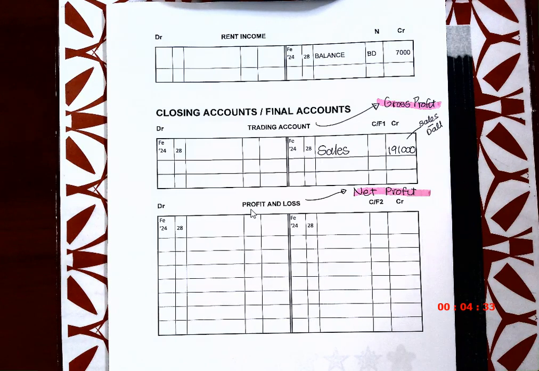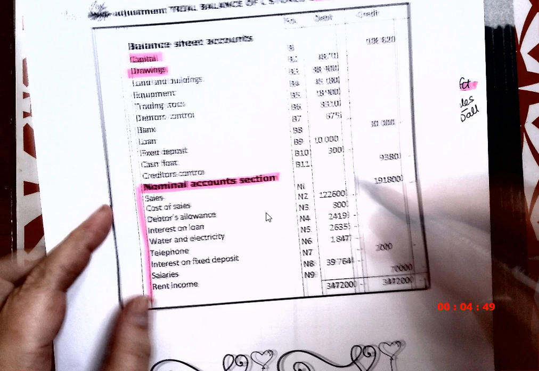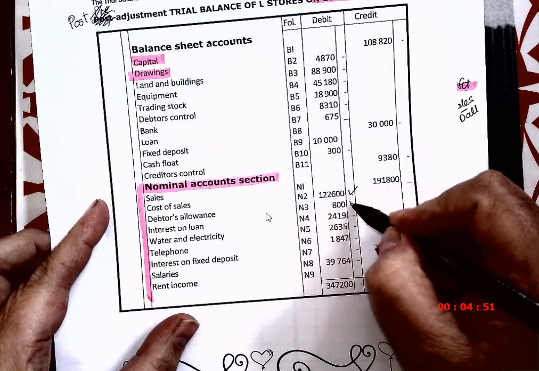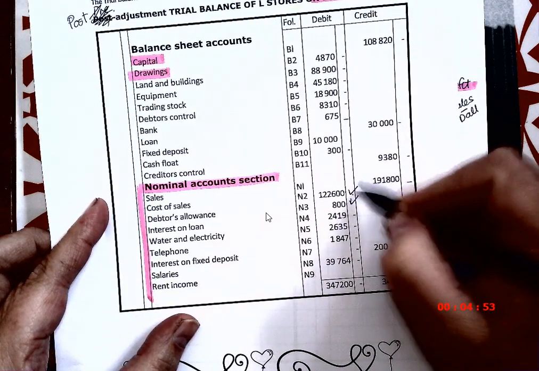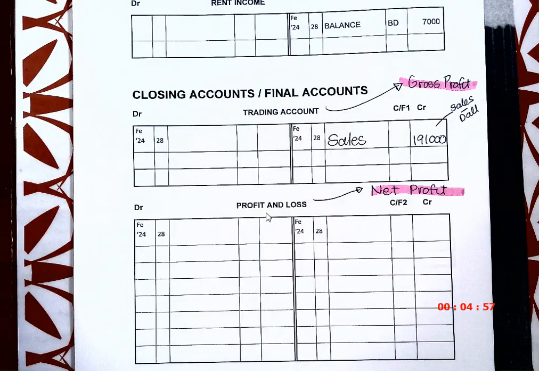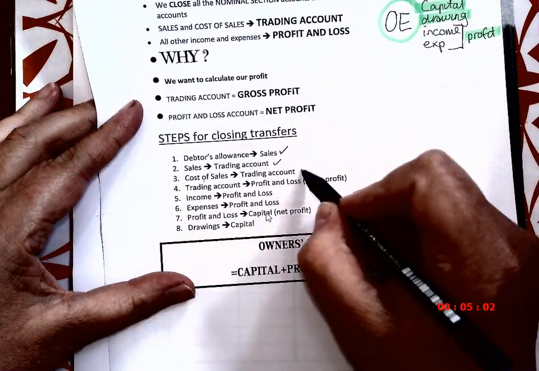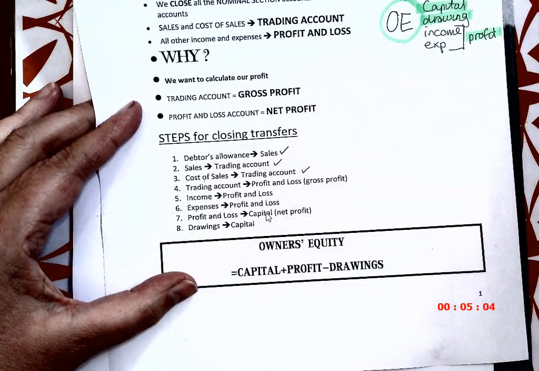Okay. Everybody still with me? So far I know debtors allowance close to sales. Sales close to trading account. So I've done sales. I've done debtors allowance. What is now short? What's the next one? Cost of sales to the trading account.